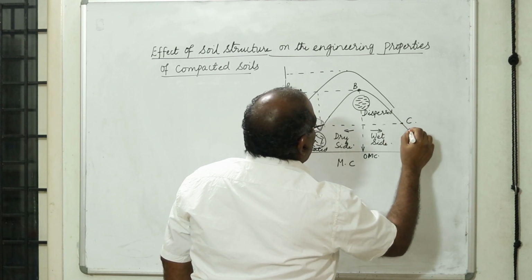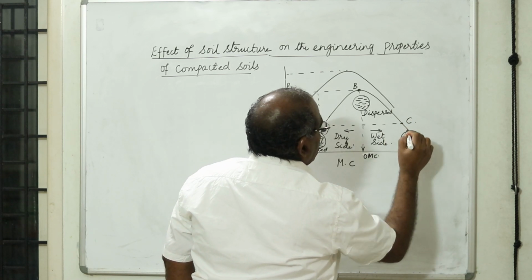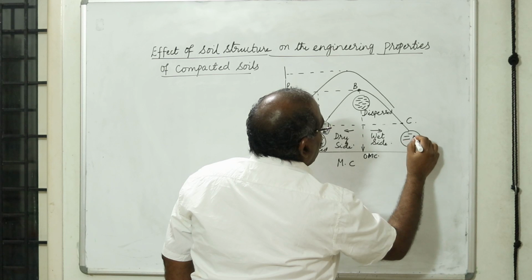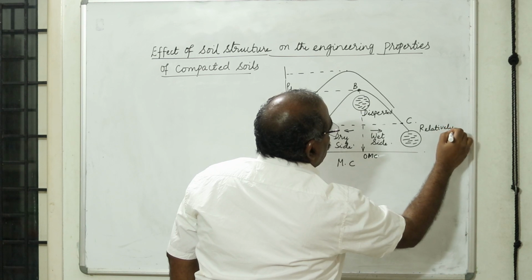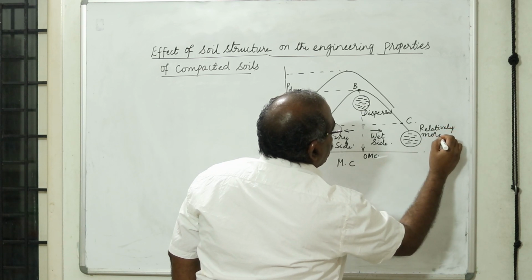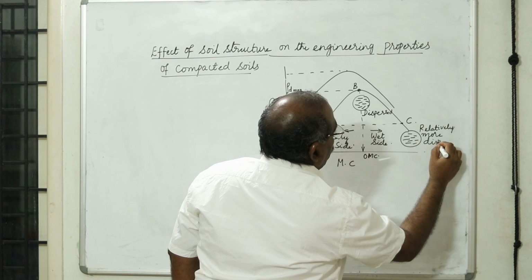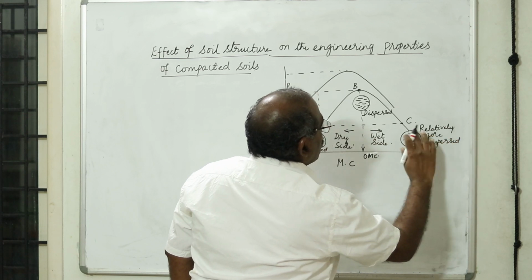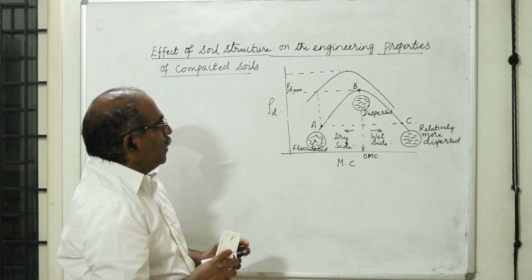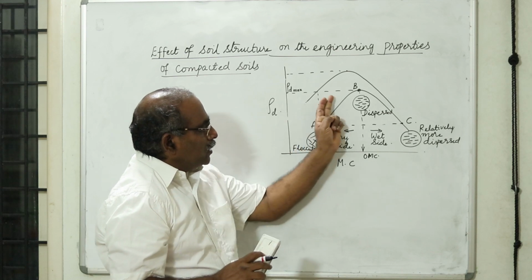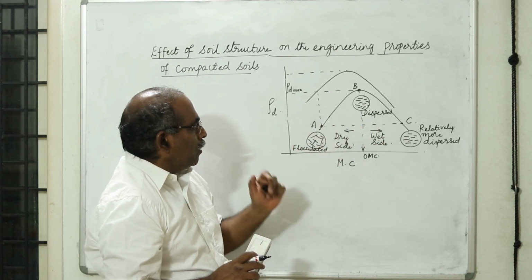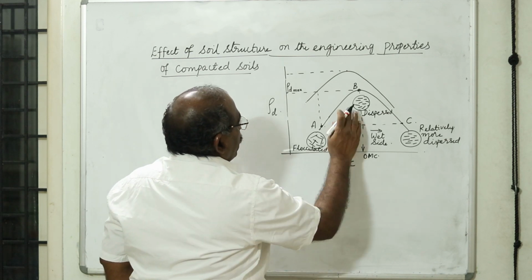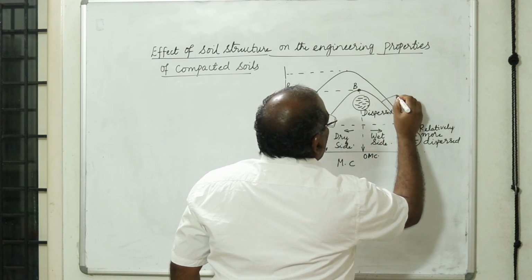Now if you look at this point C, it will be relatively more dispersed, meaning almost parallel arrangement. Therefore, the soil structure is going to change as the water content is changing in the compaction process. Now, this is for a light compaction.